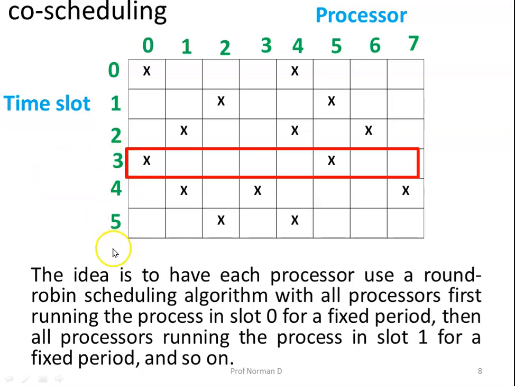Now what is the idea behind this? The idea is to have each processor use a round robin scheduling algorithm, with all the processors first running the process in slot 0 for a fixed period of time, then all the processors running the process in slot 1 for the next fixed period, and so on. A broadcast message could be used to tell each processor when to do the process switching, so that the time slices can be synchronized.